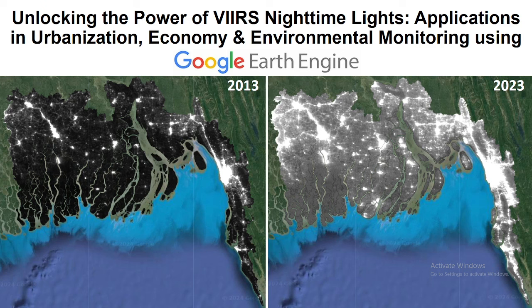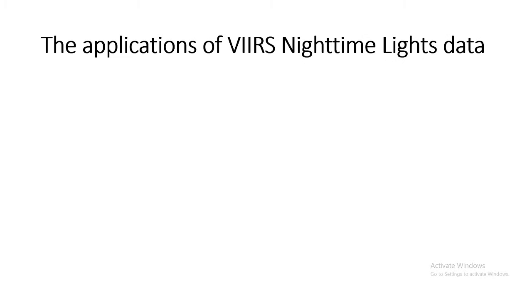Today I will talk about how we can easily use the Visible Infrared Imaging Radiometer Suite nighttime lights dataset, and how we can monitor different aspects such as urbanization, economic and environmental monitoring using Google Earth Engine. We can easily access this dataset from the Google Earth Engine data catalog, and further we can also create this type of map.